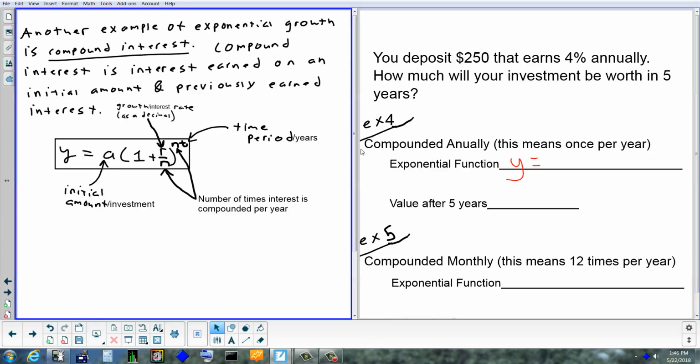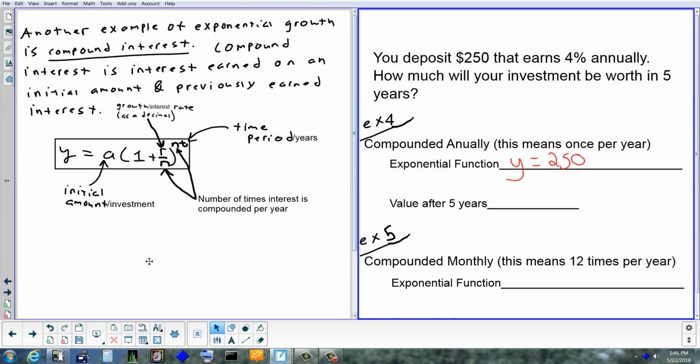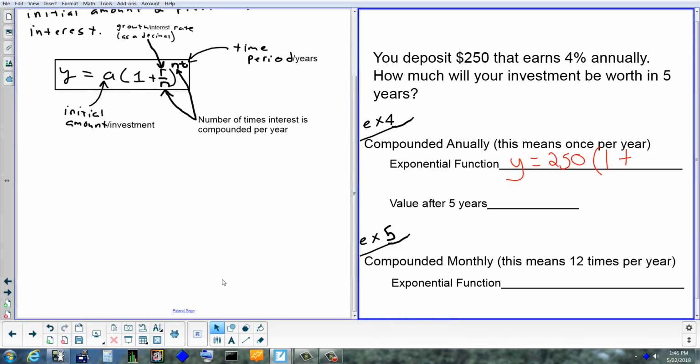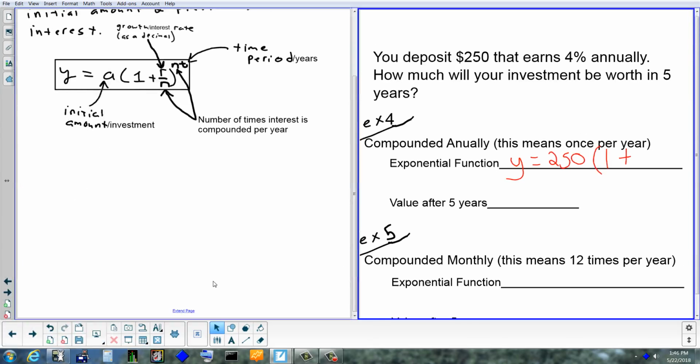A is going to have the money attached. All right. So 250. I'm going to put my parenthesis. Jenny, what do I write next? 1. I'll write a plus sign.